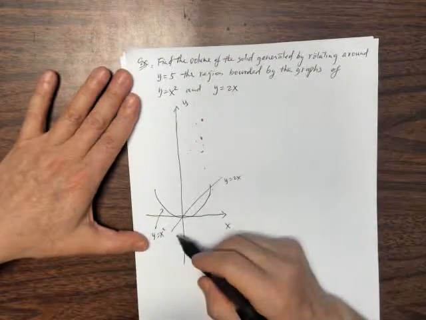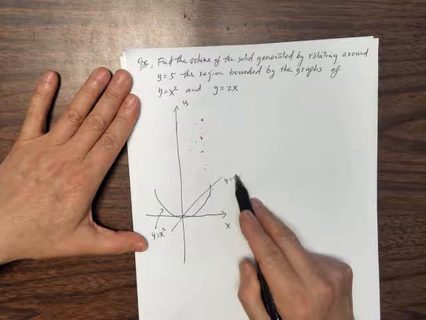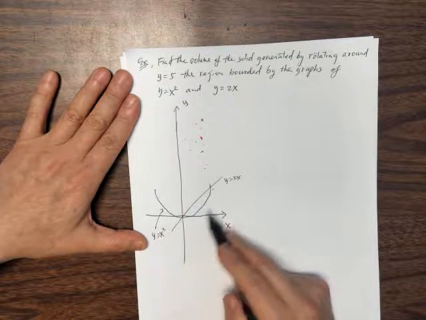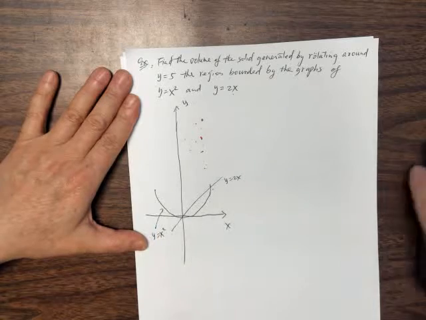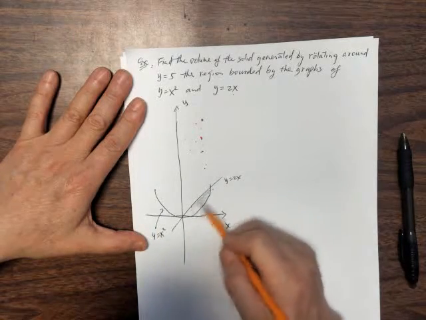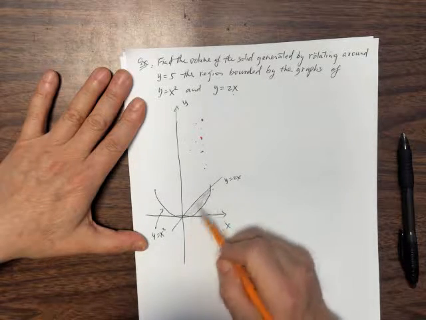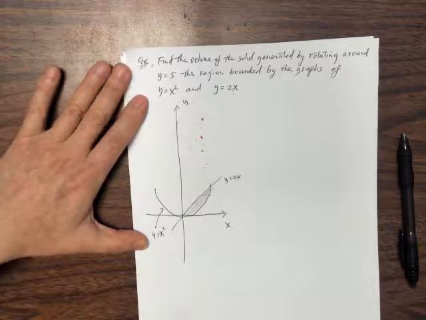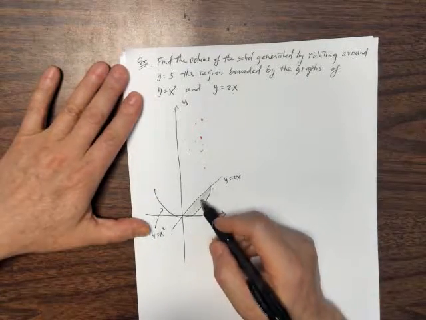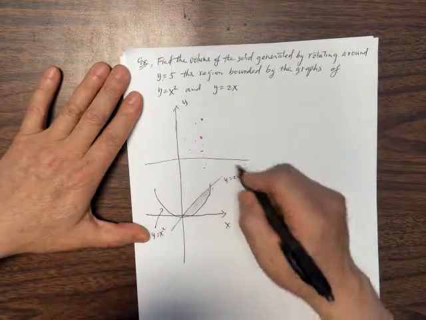Now it's clear. The region enclosed by the graphs of y equal to 2x, a straight line, and y equal to x squared, which is a parabola, is this. Shaded a little bit this way to make it easier to determine the range of the strip later on. Alright. Now this region is revolved around y equal to 5, so y equal to 5 is somewhere up here.